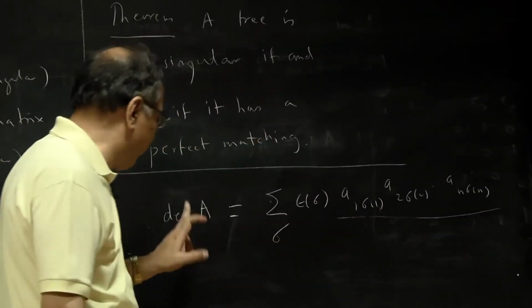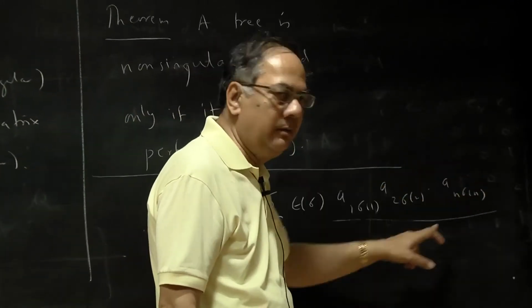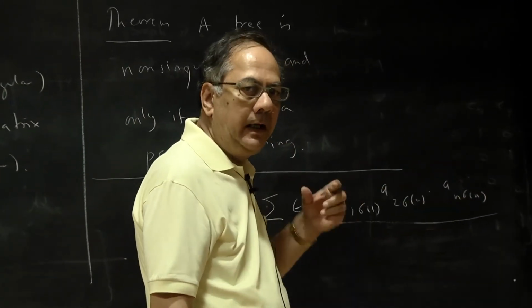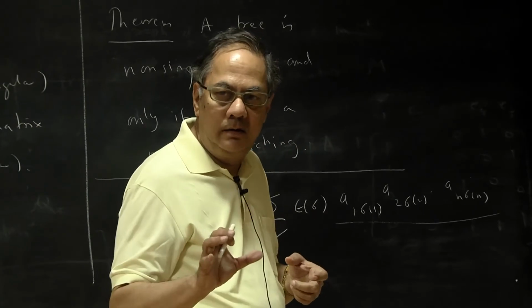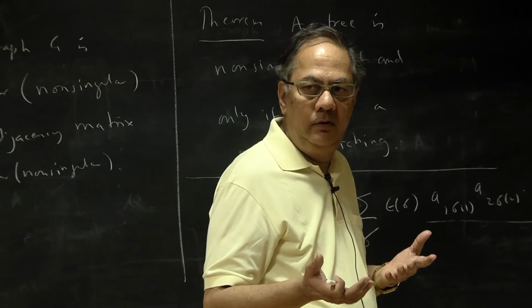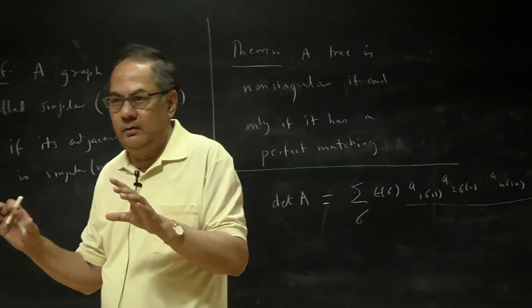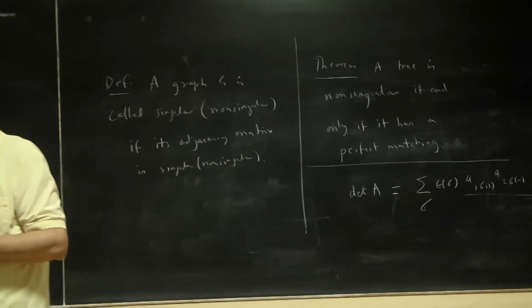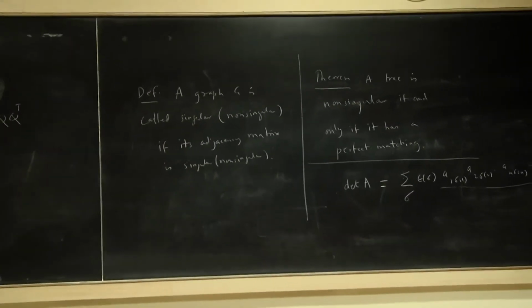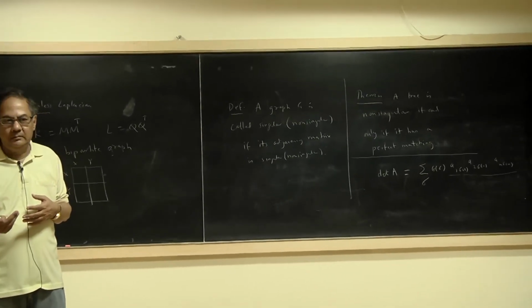So let's go this way. Suppose the determinant is not 0, then there is one permutation for which this term is non-zero, and that permutation must break into two-cycles that correspond to a perfect matching. That is the only way you can get two-cycles which are disjoint and covering. So that means I have proved one part already: if the tree is non-singular, then it has a perfect matching.